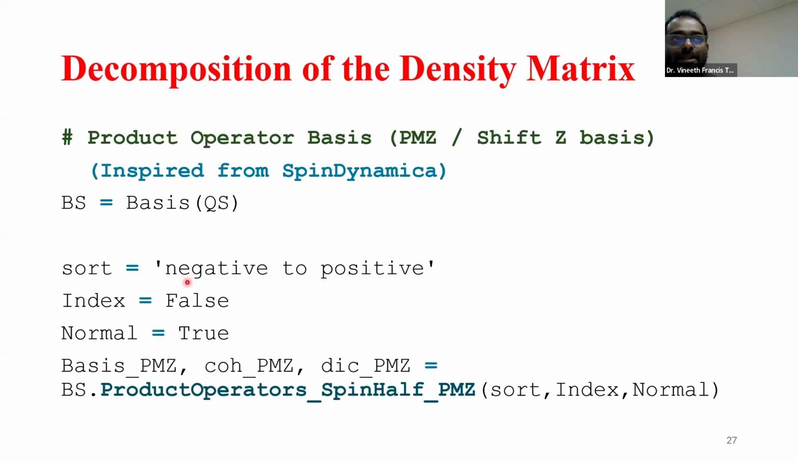So you take the argument sorting. So you can sort the coherence from negative to positive. Then you can create some index. That means you can call the operators with some number like 1, 2, 3, 4, which by default is false. Then you can normalize the operators. Now this function will return 3 things. So here it contains a list of quantum objects which are the product operators. Then it gives the coherence order, and it will give a dictionary of product operators.